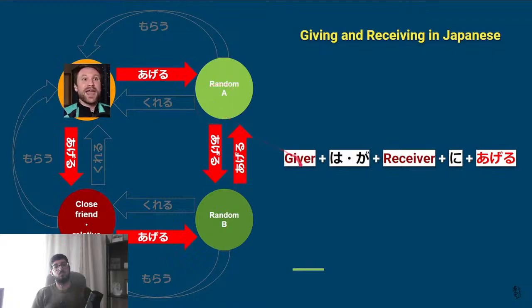So, random A wa random B ni ageru. So, random A gave something to random B. Random B wa random A ni ageru. Okay. So random B gave something to random A. So that's ageru, right? So these are the situations you can use. Give something to someone random. You give something to someone close to you or a relative. Someone close to you or a relative gives something to a random person, or random people giving stuff to each other. That's when you use ageru.